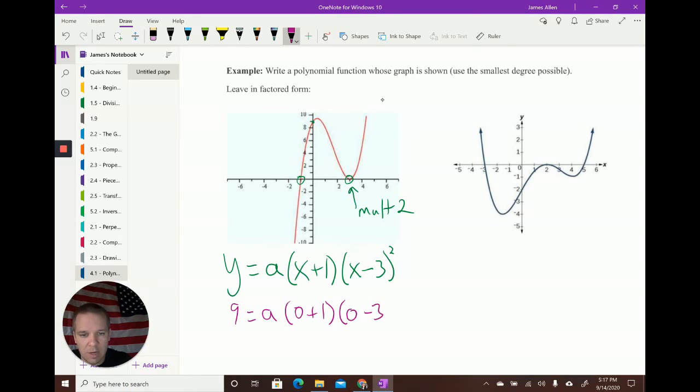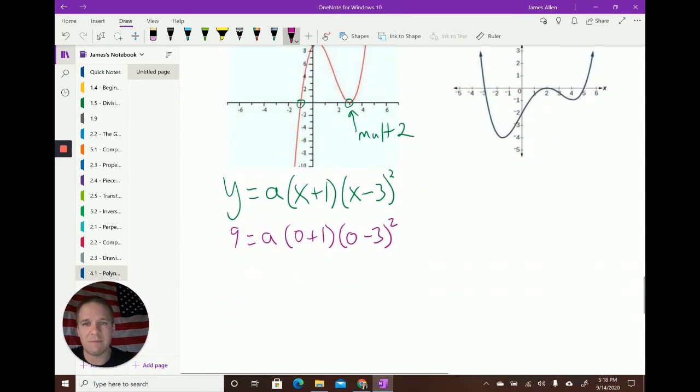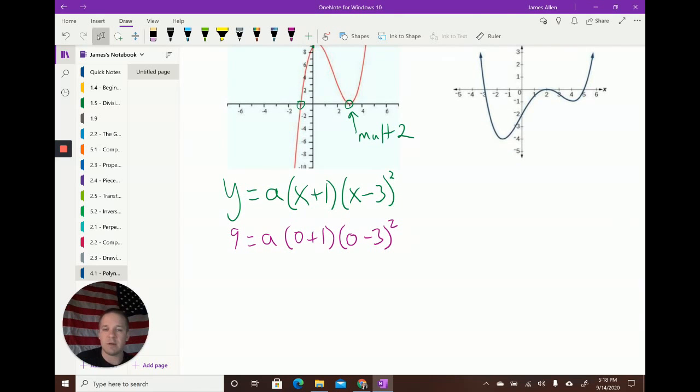So I'm just substituting a number in there, something that I know is on this graph, much like we would when we're trying to put something into slope-intercept form. I take a point that's on the line, and I take my slope, and I look for my y-intercept. So we're finding missing parts of the graph. It's just a different situation here.